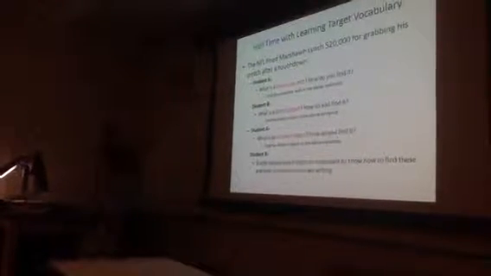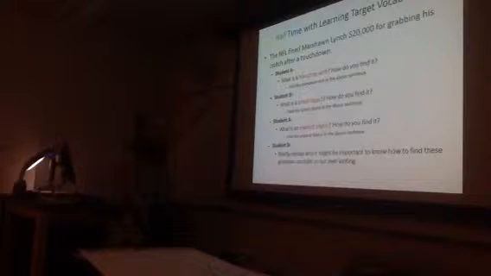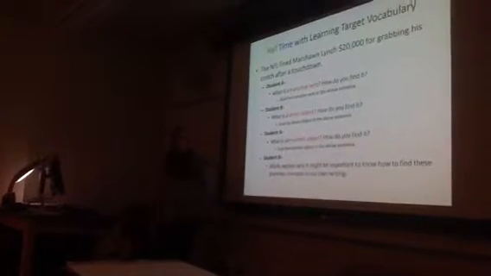Right. Okay. Halftime. We're going to do some learning target vocabulary practice. We only have a couple more seconds. So our practice sentence is: the NFL fined Marshawn Lynch $20,000 for grabbing his crotch after a touchdown. That is our sentence. I want you guys to find your verb, find your direct object, find your indirect object. Go.